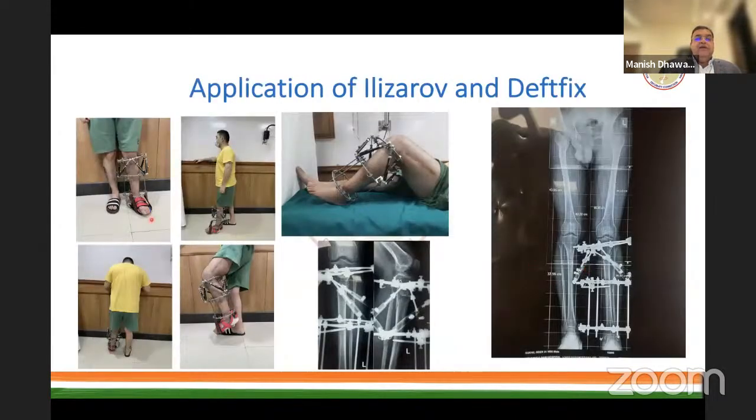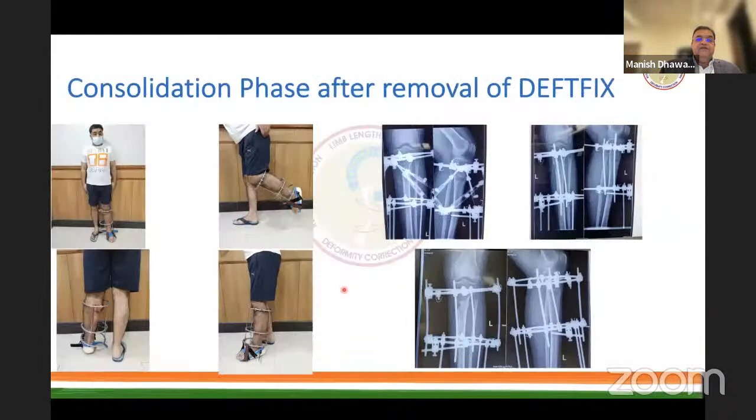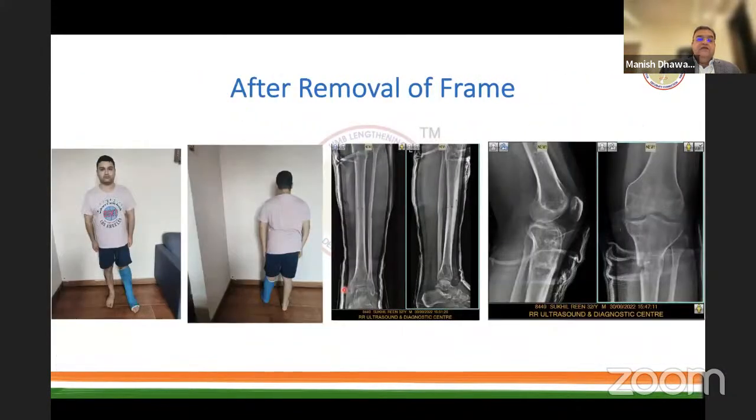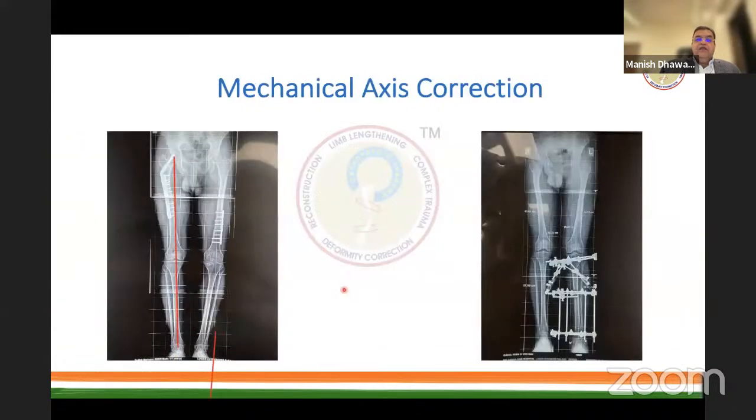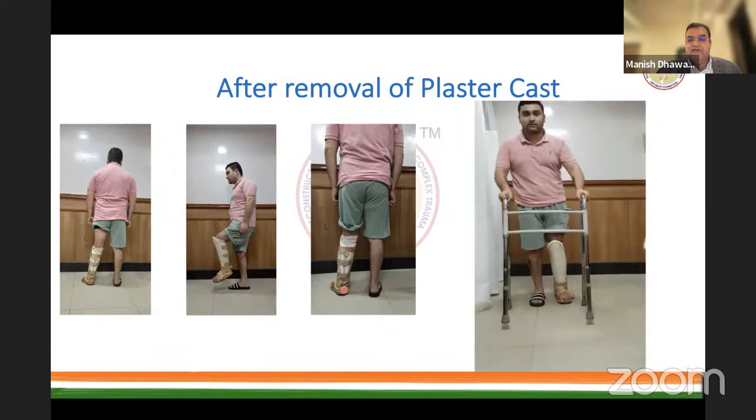So I applied my Def Fix and did the osteocorticotomy below the tibial tuberosity. This is my correction, corrected the varus. This is the correction which has been done. This is once I removed the frame. And then you can see the mechanical axis is quite corrected. Once I remove the fixator, I always put the patient in the brace. Though PT will not work much, but it is something.